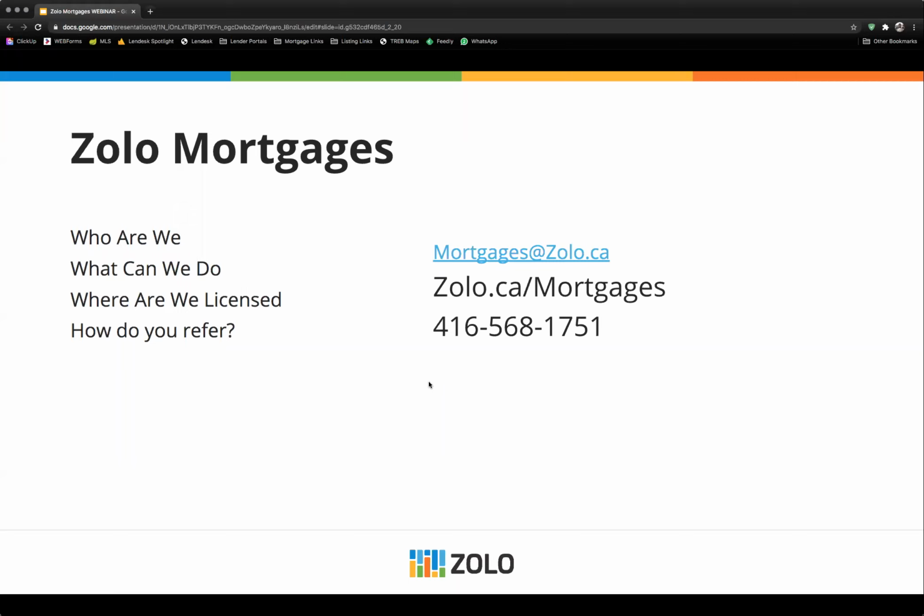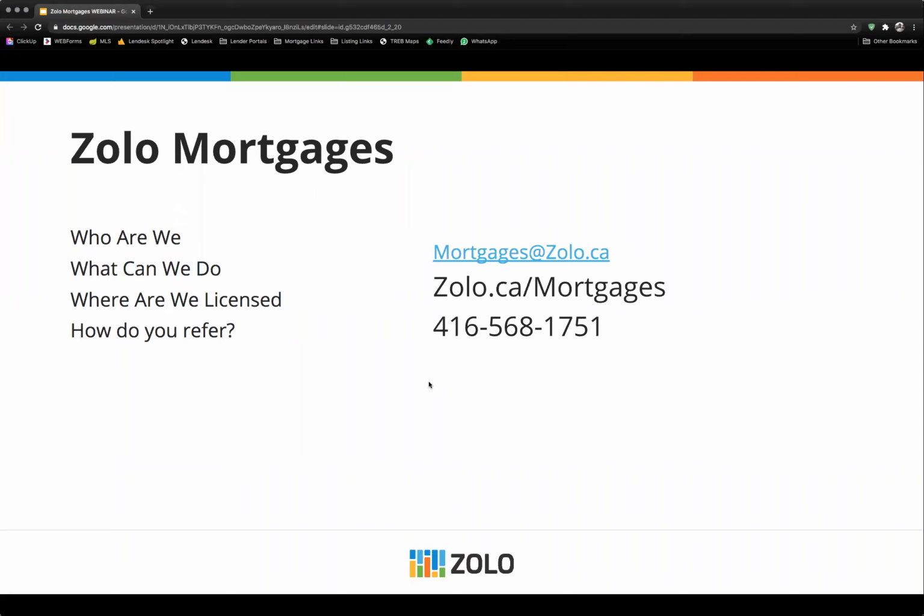How do you refer? I think that's one of the most important questions I'd like to answer today. There's a couple of methods that you can use. Essentially, when you're doing a referral, you can copy and paste the CRM link for your clients into an email to us directly. Our email is mortgages@zolo.ca. That reaches me directly, actually, so I'll be your point of contact.